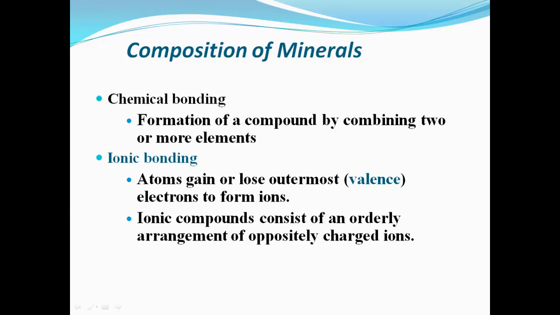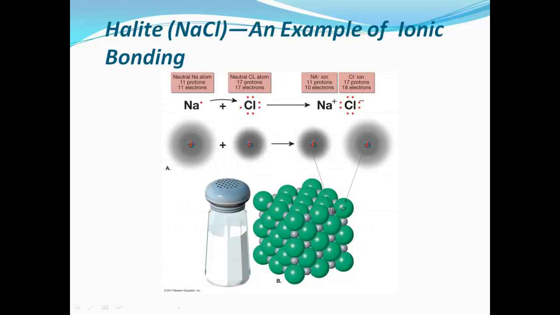Now, chemical bonding, the formation of a compound by combining 2 or more elements. Ionic bonding: atoms gain or lose the outermost valence electrons to form ions. The ionic compounds consist of an orderly arrangement of oppositely charged ions. Okay, this is the weakest form of bonding. For example, halite, NaCl. It's a good example here with the chloride ion. It has a spot where it needs an electron, because here it only has 7, and it wants to have 8. So the sodium is going to loan it its extra electron, and it's going to form a compound that's positive on one side and negative on the other side.